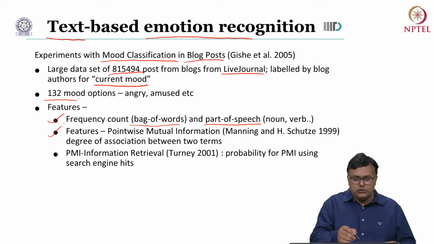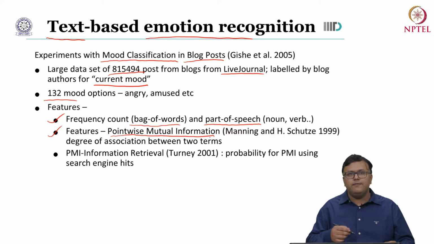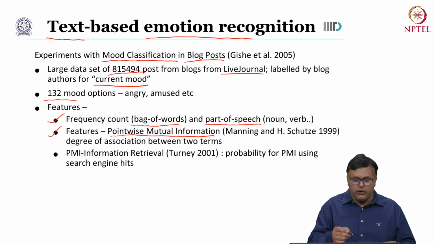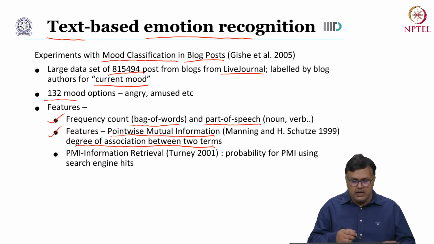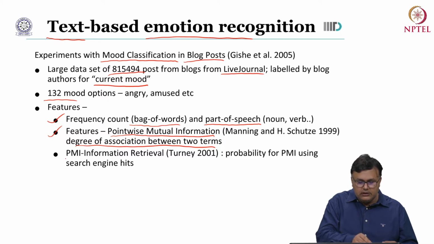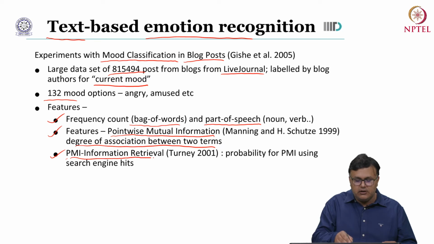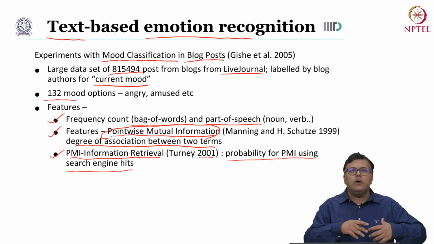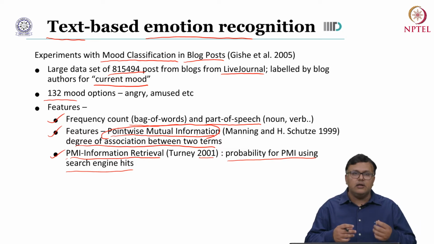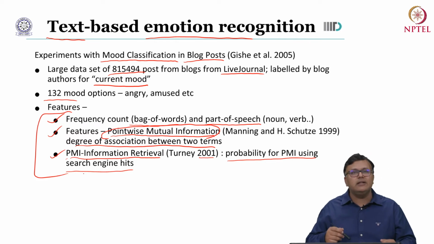Second, the authors used what is referred to as pointwise mutual information. Now, this is a feature which was proposed back in 99, and this pointwise mutual information simply gives us the degree of association between two terms, how much two terms are related. Now, based on your pointwise mutual information, the other feature which the authors used is the pointwise mutual information hyphen information retrieval. Now, this is a work from 2001, and this gives us the probability for PMI using search engine hits. So, you use the pointwise mutual information, and then you see what is the probability of retrieving a certain result given certain keywords based on the PMI feature, which is essentially how close are two terms, what is the degree of association. Further, they would then go forward, combine this, and then do classification.